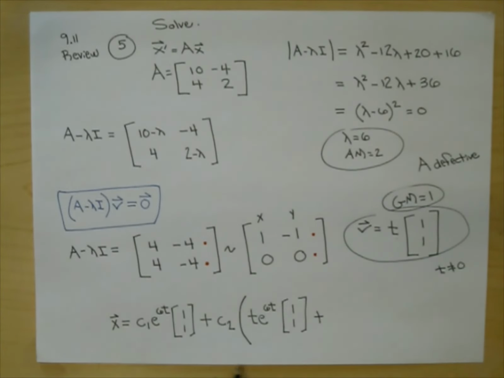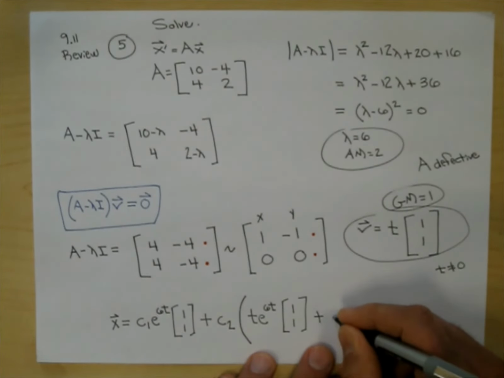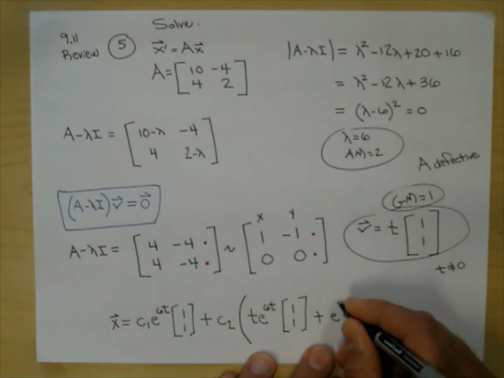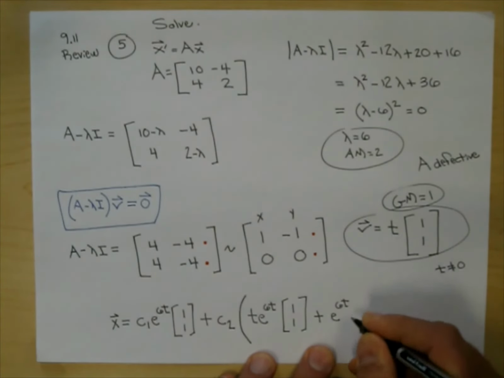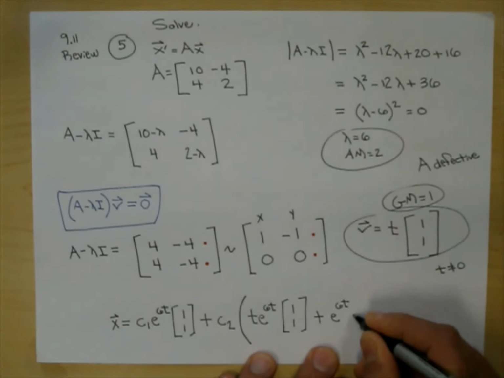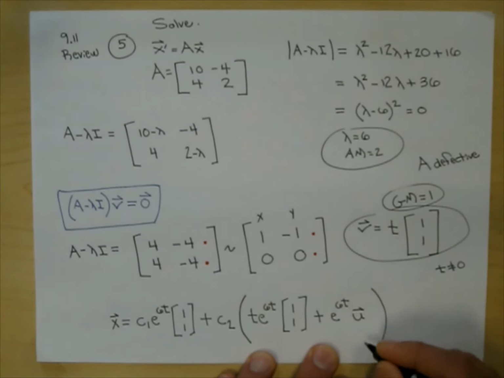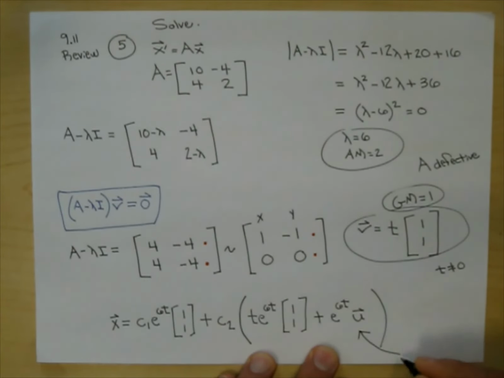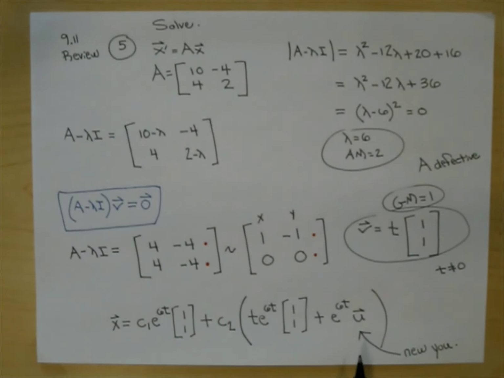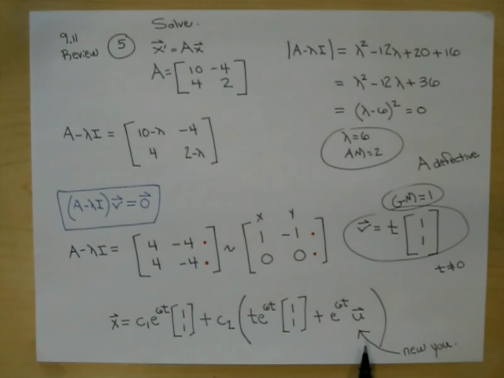Plus, so that would have been, in a perfect world, the answer, but it wasn't. And we found that out in lecture. This is going to be e raised to the 6t, and then we have a vector u there. I was calling this the new u. So the rest of this problem involves finding out what the new u is.